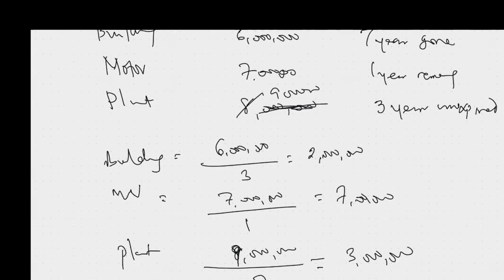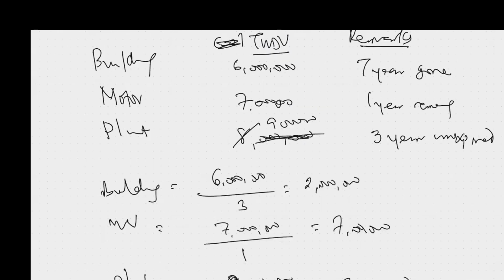Sorry, sir, please, under remark, what did you write? 1 year what, sir? I said 1 year remaining. Okay, thank you, sir.